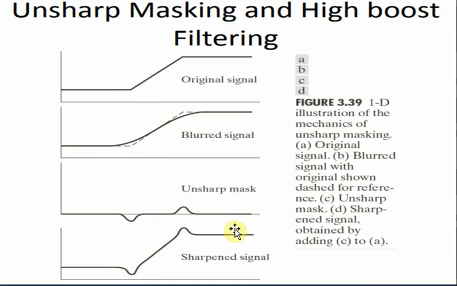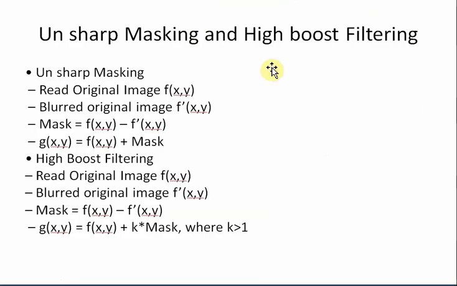This is the same thing here. If the scaling factor is 1, that is the unsharp masking. If the scaling factor is greater than 1, that is the high boost filtering. That's it. So see the method here.